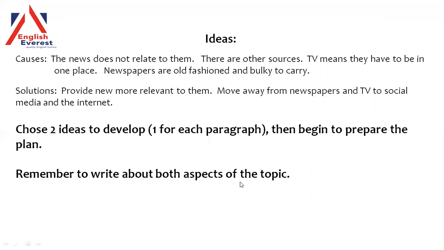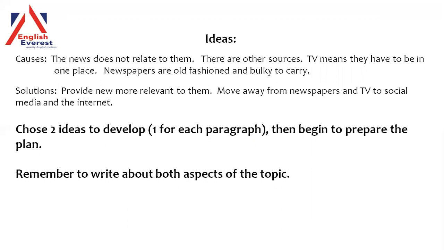So, ideas, causes. I've written 4 causes. The news does not relate to young people. Mainstream news we're talking about. There are other sources to get news from. If you're talking about TV, then TV means you have to sit at home or sit somewhere to watch it. And if you're talking about newspapers, newspapers are kind of old-fashioned and bulky to carry around. Young people don't do that. They have their devices, which will be highlighted later.